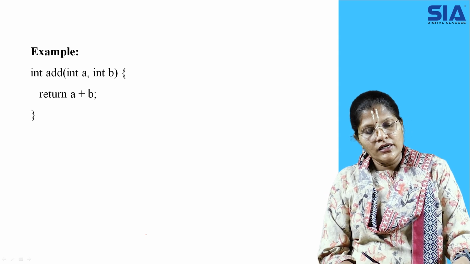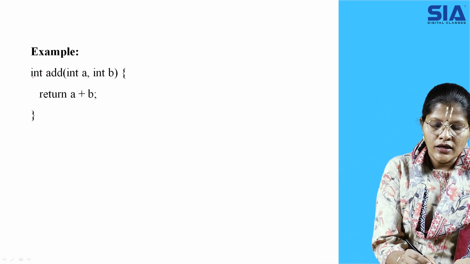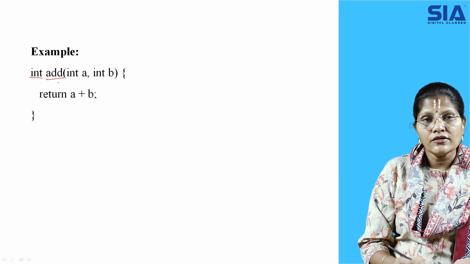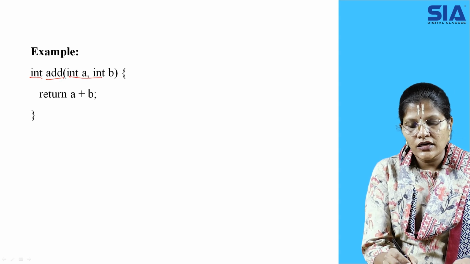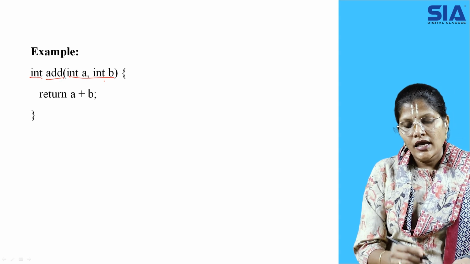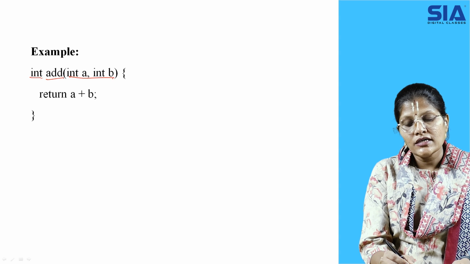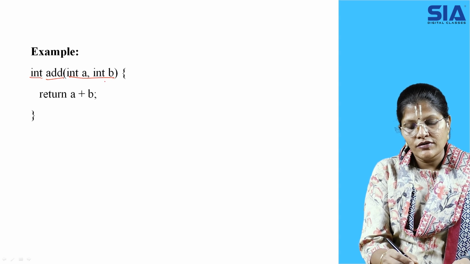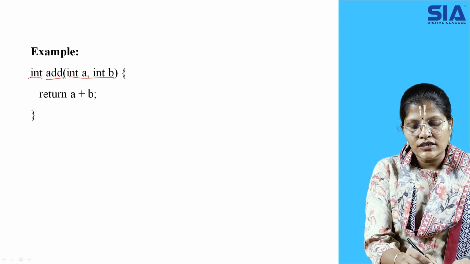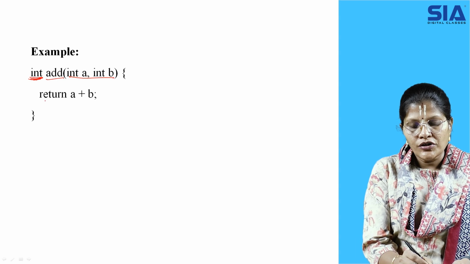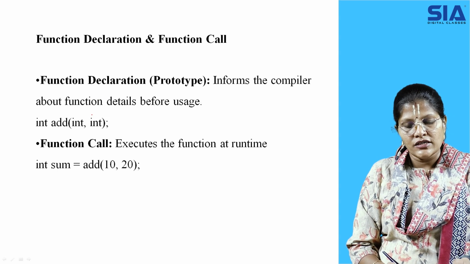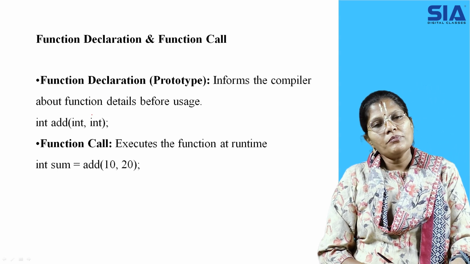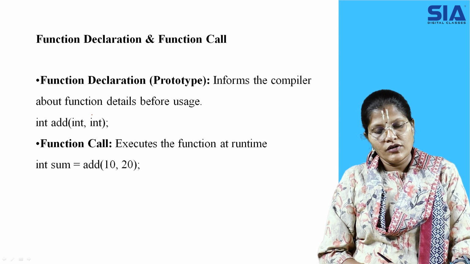Now for example here, int add. Int add is the function name. The parameters here are a and b. A and b are nothing but the actual values which are being given. Here the return type is integer, so the result of a plus b is returned. So there are three parts of a particular function.